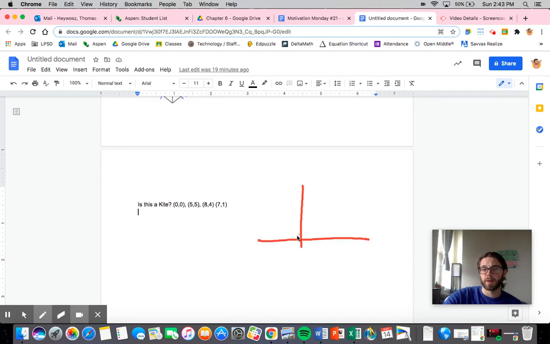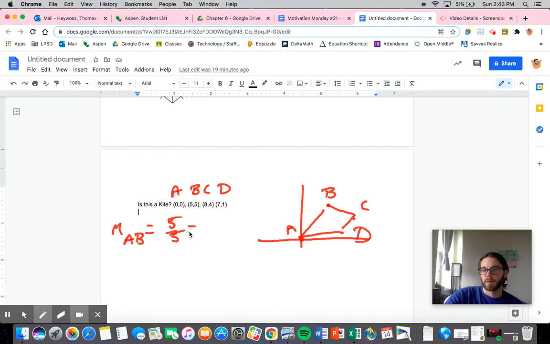Okay, so everything's in the first quadrant. So we have this point over here, over 5, up 5, over 8, up 4, over 7, up 1. Now, clearly, this is not going to be a parallelogram, but let's just confirm. Okay, so how would I confirm? I'll label A, B, C, D. So let's find the slope of AB. 5 over 5, right? 5 minus 0 is 5 over 1.